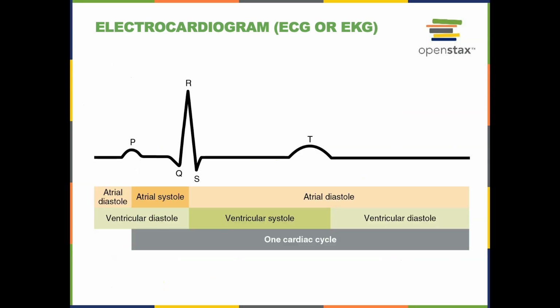The P wave corresponds to atrial depolarization, and you can see that immediately following the P wave, the cardiac cycle enters atrial systole. The QRS complex corresponds to atrial repolarization and ventricular depolarization. Immediately following the QRS complex, the cardiac cycle enters atrial diastole and ventricular systole. Then ventricular diastole occurs immediately following the T wave.